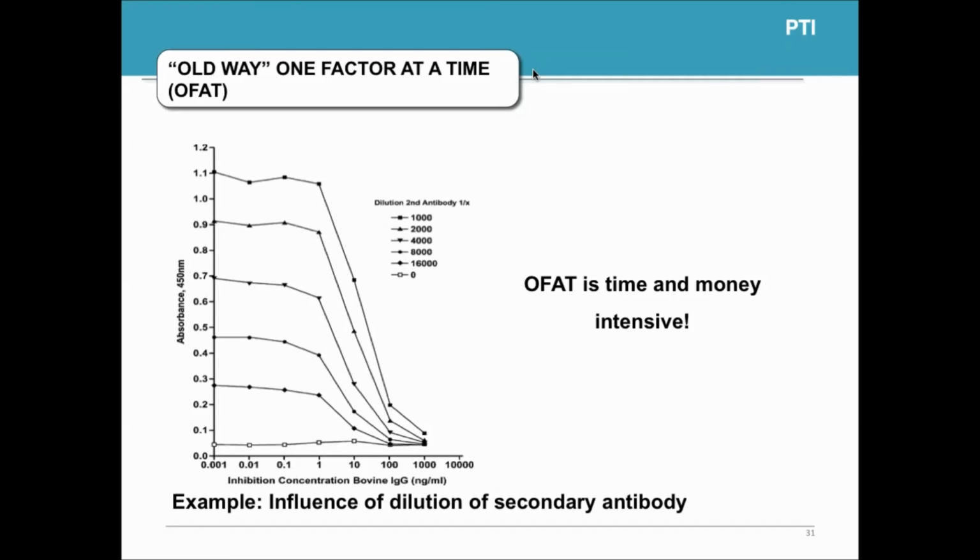And OFAT is time and money intensive, and a lot of times what you do not do is look at interactions between two factors. So it can be that it is the concentration of the coating antibody in combination with the matrix effect that will have the biggest influence on your assay, but when you do it one by one, you will not immediately see that.